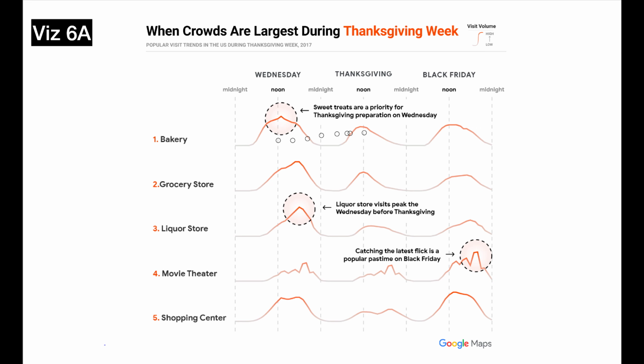Here we have some time series plots for Wednesday through Friday, midweek to the end of so-called Black Friday, the day after Thanksgiving, showing the times of relative busyness of different shops. So bakeries tend to be at their busiest around lunchtime on the Wednesday before Thanksgiving. Grocery stores slightly later, liquor stores slightly later, and then that's kind of their peak busyness.